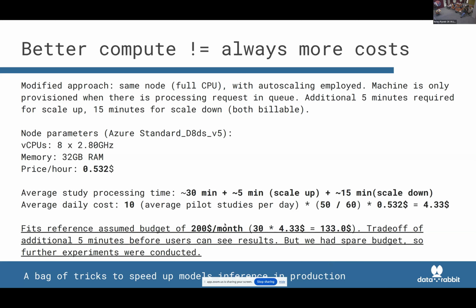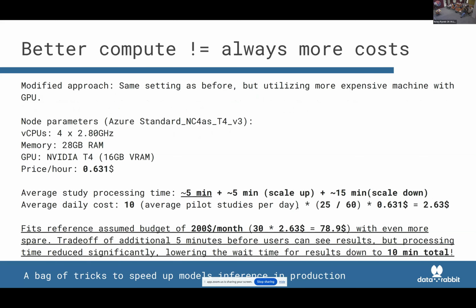But since we had spare budget, further experiments were conducted. Same setting as before, but this time we're going in the opposite direction, utilizing a more expensive machine with the GPU. This one has half of the original CPUs and slightly less memory, but it has the accelerator, an NVIDIA T4. The price is higher, but the average processing time per study went down to just 5 minutes. So we have 5 minutes for the processing, 5 minutes for scale up, and still 15 minutes for scale down because autoscaling is still employed.